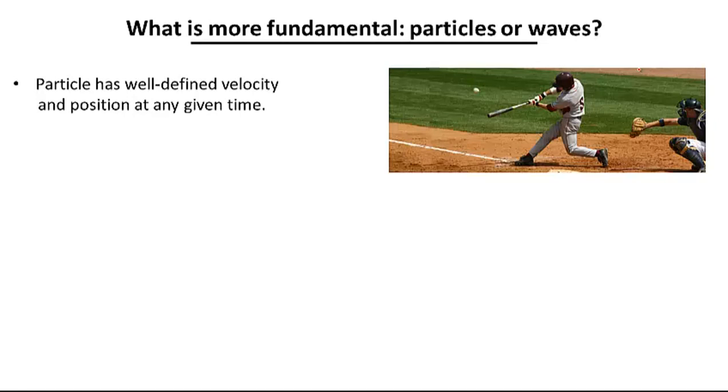So here I have an example of what we usually mean by a particle. In this case, here's a baseball. And this is an object which has a well-defined velocity and position at any given time. We can identify its position simply by looking at it and measure its velocity.